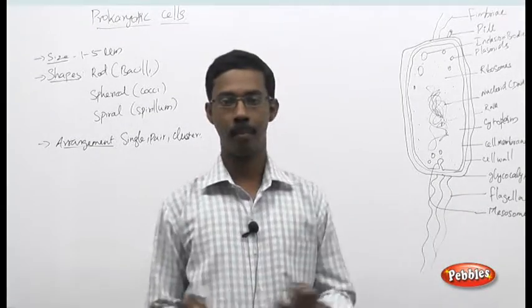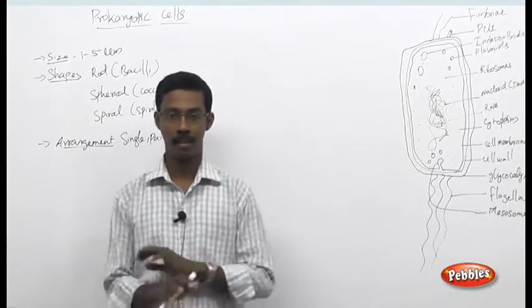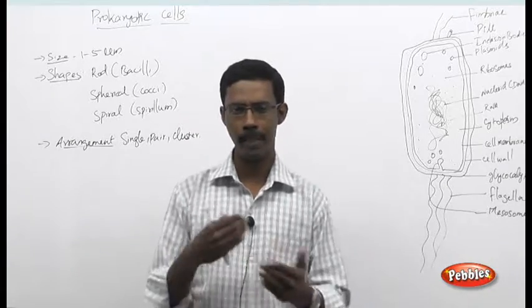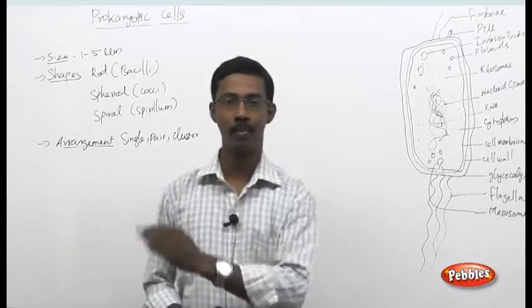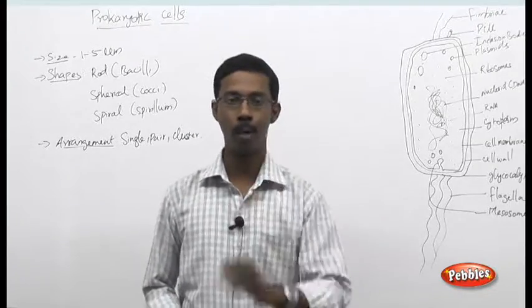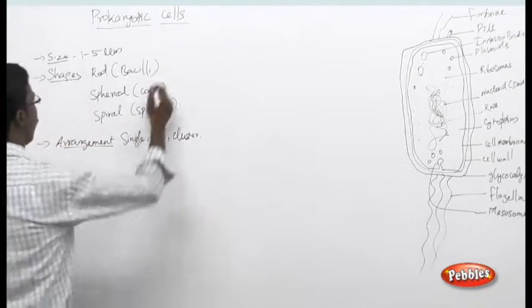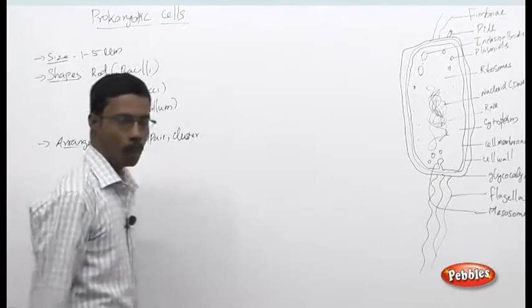Last class we have seen something about the cell structure and the basic unit of cell, the basic details of the cell. And today we are going to start the specific kinds of cells, and we are going to start with the prokaryotic cell structure. Okay. So what are prokaryotic cells?